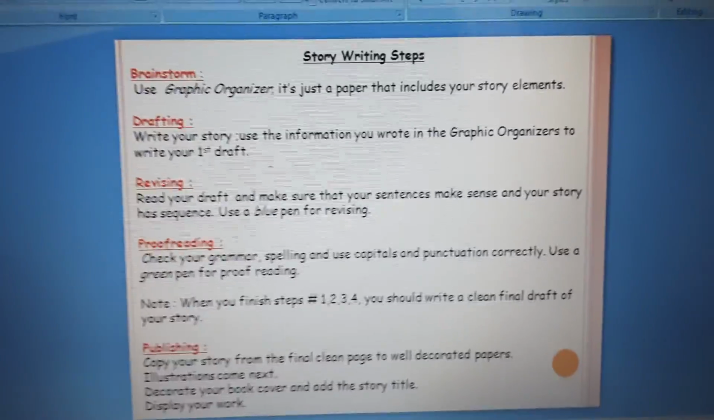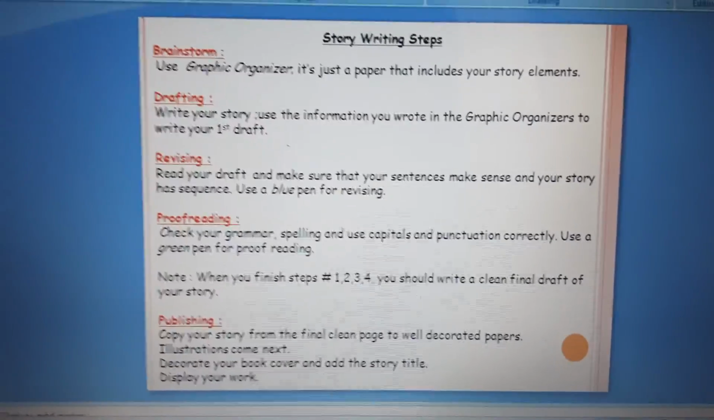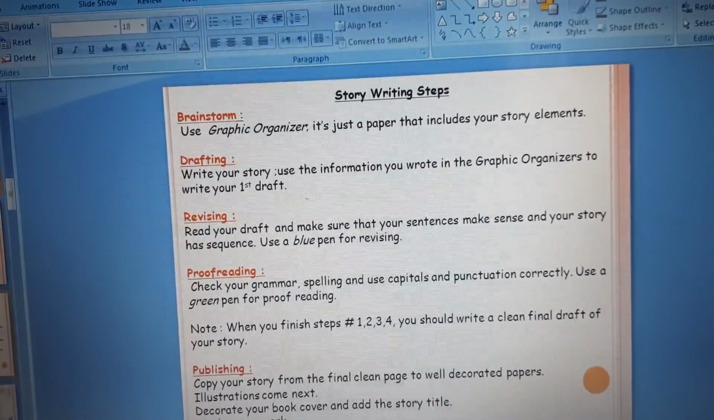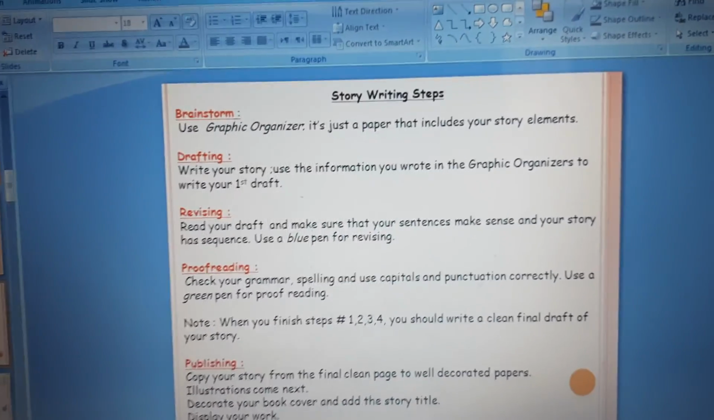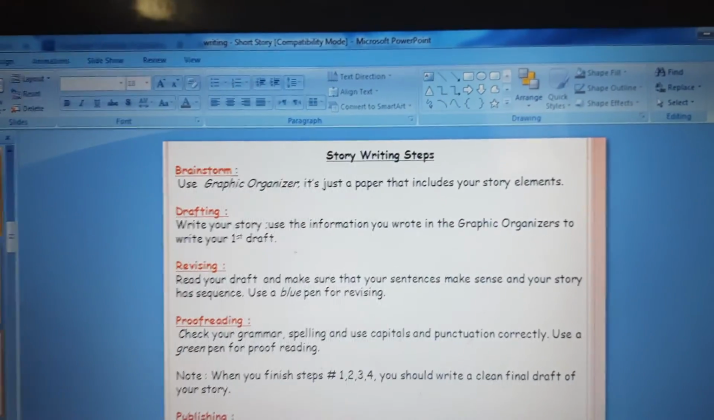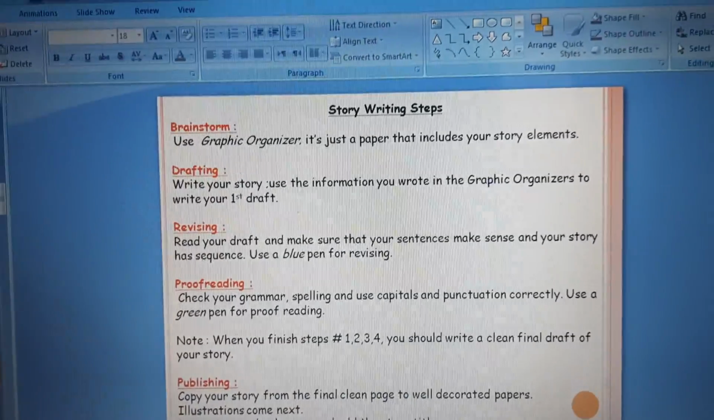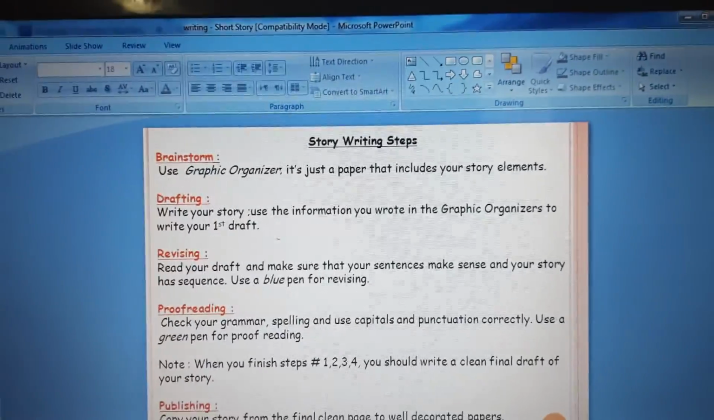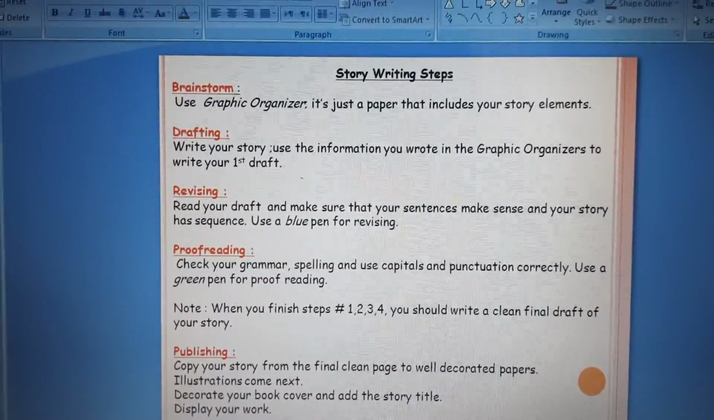Here are the story writing steps. We have brainstorm: just a paper that includes your story elements. Draft: always write a draft. Draft is so important. Use the information you wrote and the graphic organizer to write your first draft. Why am I telling you that the first draft is so important? Because maybe you're going to write new ideas and new thoughts, and maybe when you reread your draft you'll find this is not a really good sentence, maybe I should write it in a different way, or maybe I should just delete it, or maybe you want to add a new idea that just comes to your mind.